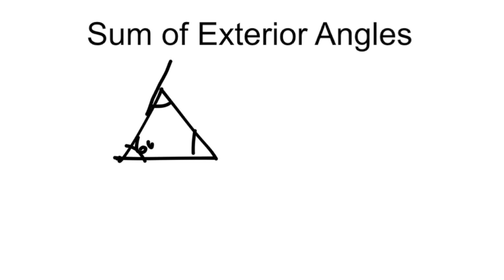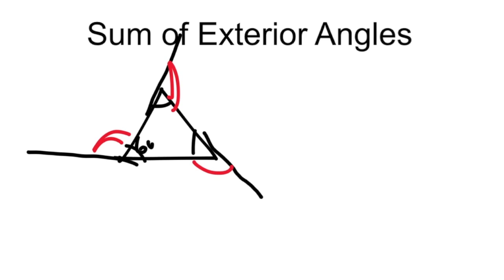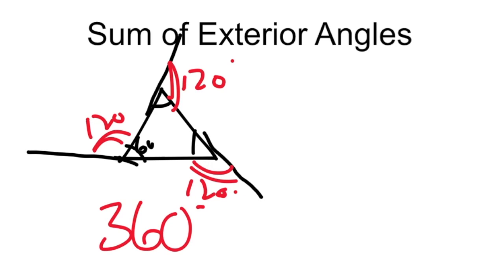Let's say we started with a triangle, an equilateral triangle, which is 60 degrees all the way around. And we extend the sides so we have exterior angles. These exterior angles are going to be 120 degrees because they're supplementary with the 60 degrees. And what do they all add up to? 360 degrees. Let's take a quadrilateral.